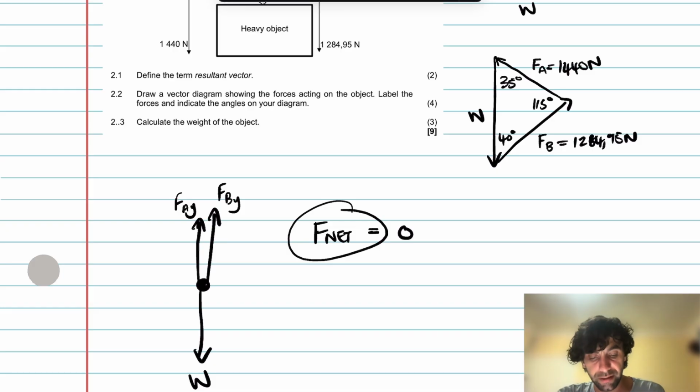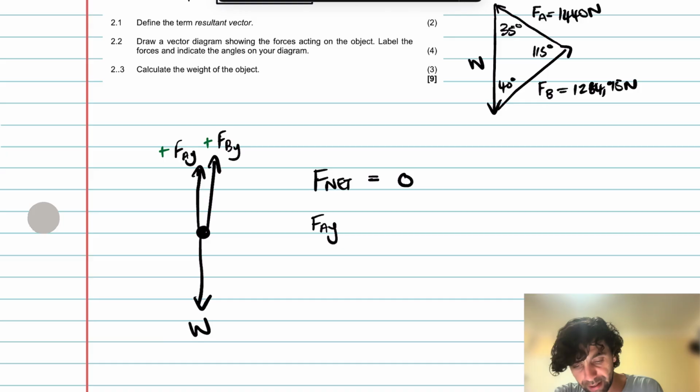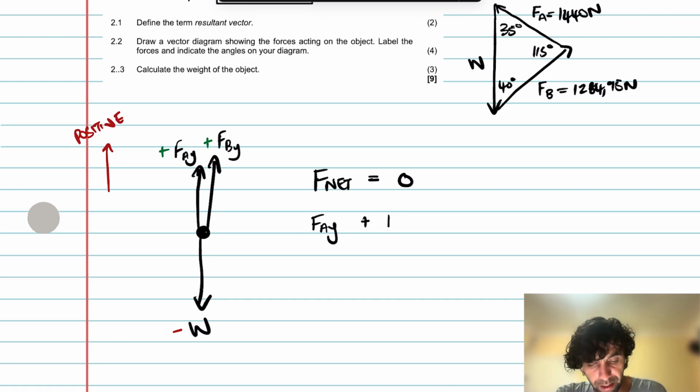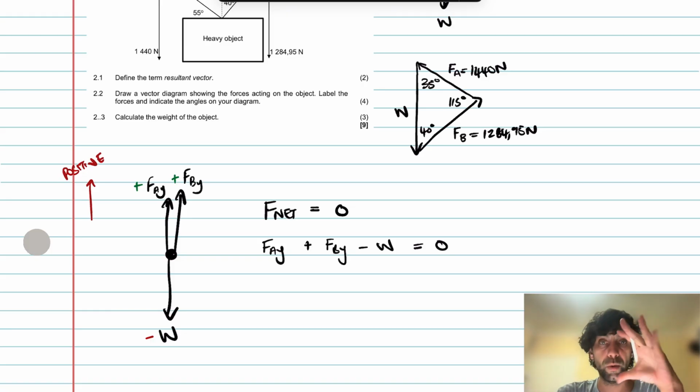And what is my net force? It is the sum of all those forces acting on the y-axis, which is going to be my FAY. Again, bear in mind that everything acting upward is positive, everything acting downward is negative. I'm taking up as my positive direction here. So that's going to be plus FBY minus W is equal to 0. So this is the equation I've formulated for my situation now.